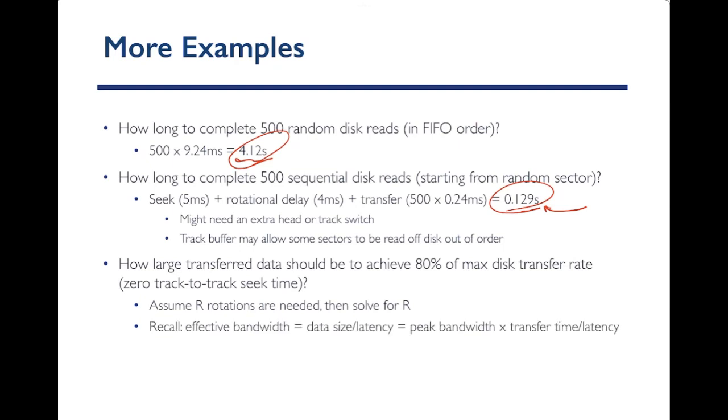Now, what is effective bandwidth? Well, effective bandwidth is the data size divided by latency. And going back to the equation we had, it's equal to peak bandwidth times transfer time divided by latency, obviously, right? So how are we going to use this? So all we need now is for this to be 80%.